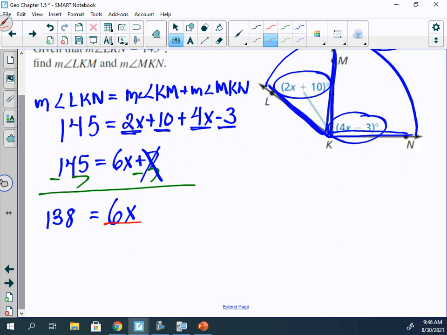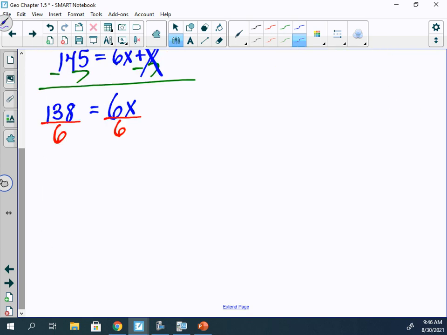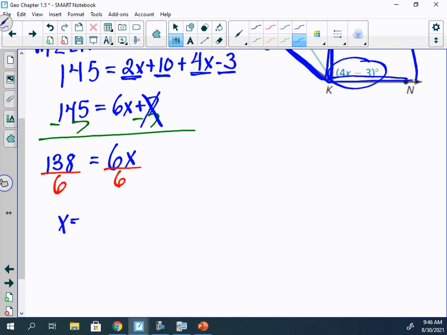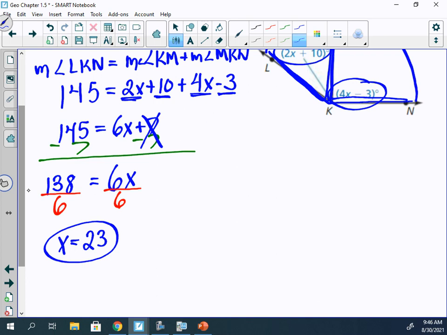So now we can divide both sides by 6. X is going to equal 23. Any questions on how we got the value of x? Is that what it wanted? What did it want? It wanted the measure of each angle.